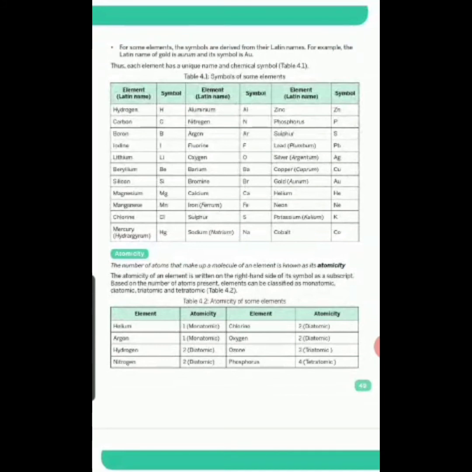Based on the number of atoms present, elements can be classified as monoatomic, diatomic, triatomic and tetraatomic. So you can see the atomicity of some elements over there. Helium is monoatomic, argon is monoatomic, hydrogen is diatomic, nitrogen is diatomic, chlorine is diatomic, oxygen is diatomic, ozone is triatomic and phosphorus is tetraatomic.